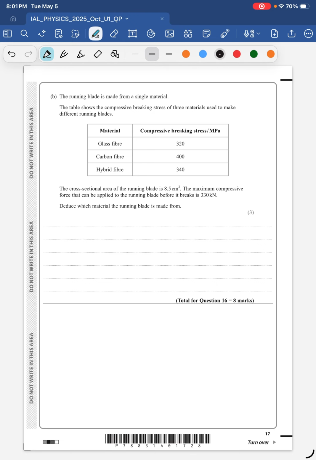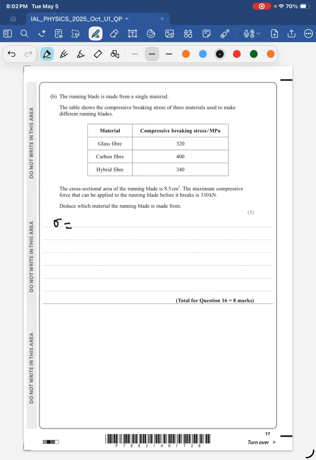Part B. The running blade is made from a single material. The table shows the compressive breaking stress of 3 materials used to make different running blades, and they give us the breaking stress for glass fiber, carbon fiber, and hybrid fiber. The cross-sectional area of the running blade is 8.5 square centimeters. The maximum compressive force that can be applied to the running blade before it breaks is 330,000 newtons. Deduce which material the running blade is made from.